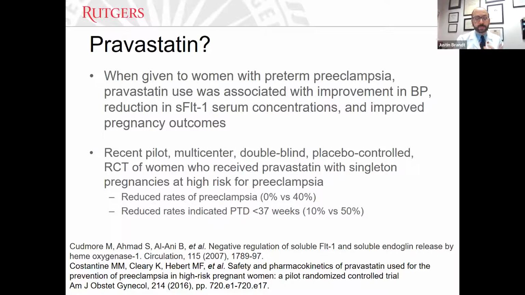And then there was a small study that was recently published in the American Journal of Obstetrics and Gynecology. It was an RCT, a multi-center, double-blind, placebo-controlled trial of pravastatin versus placebo for singletons who were at increased risk for preeclampsia. This medication was associated with a significant reduction in preeclampsia and rates of preterm birth. So I think it's innovations like this, which are innovative and novel, that we need to explore if we're really hoping to make a difference in chronic hypertension and reduce those adverse outcomes.